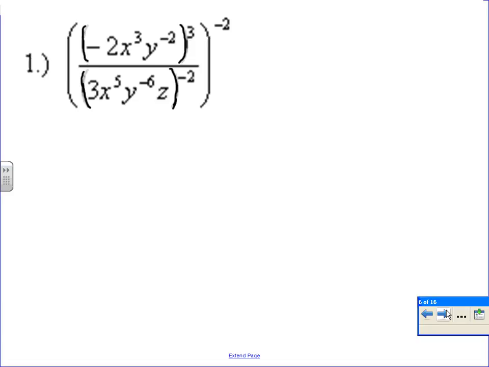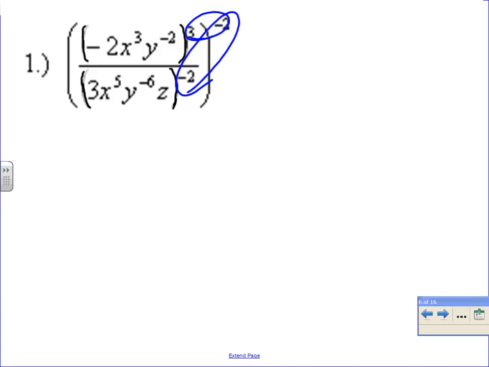Okay, number 1. What do you guys think we should do first? Okay, yes. So here's what we're going to do first. We have a power of a power. To save yourself a little bit of time on this, very first thing I want you to do is multiply these together and multiply these together, and then we're going to distribute. So in other words, there's 2 exponents, multiply them together, and then distribute.